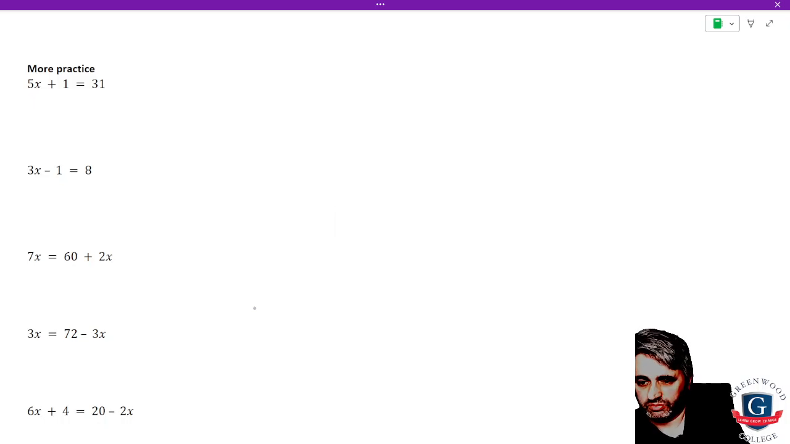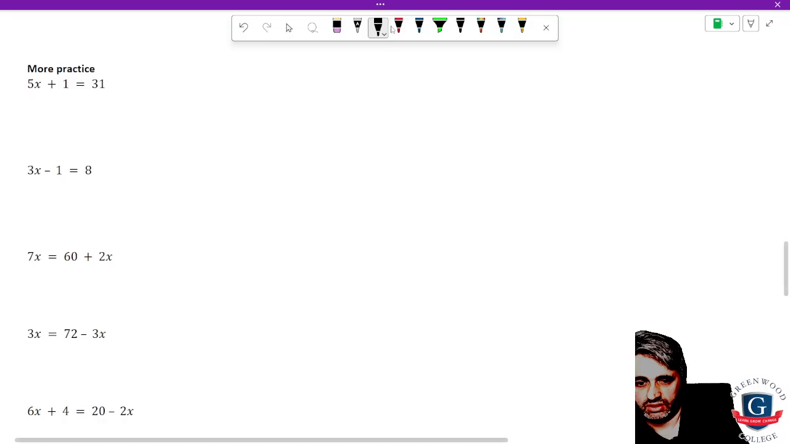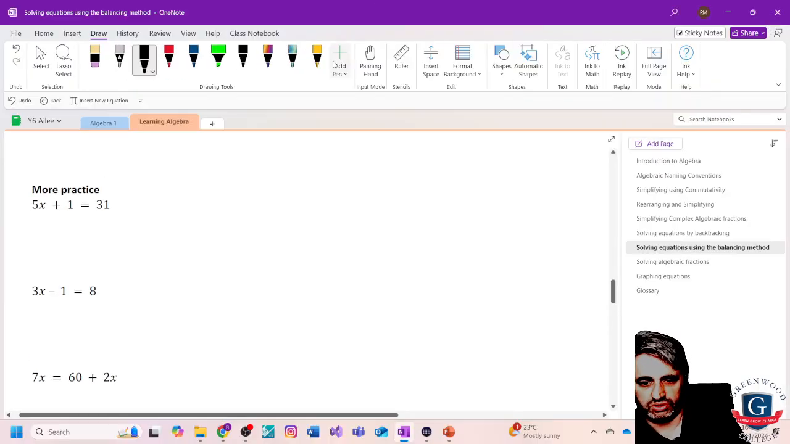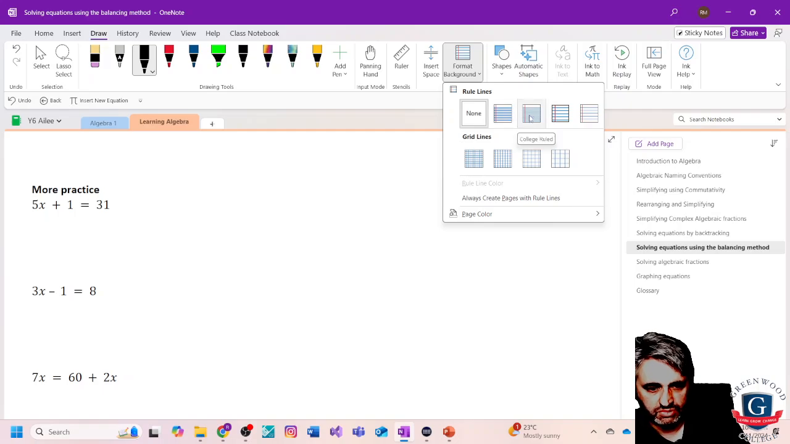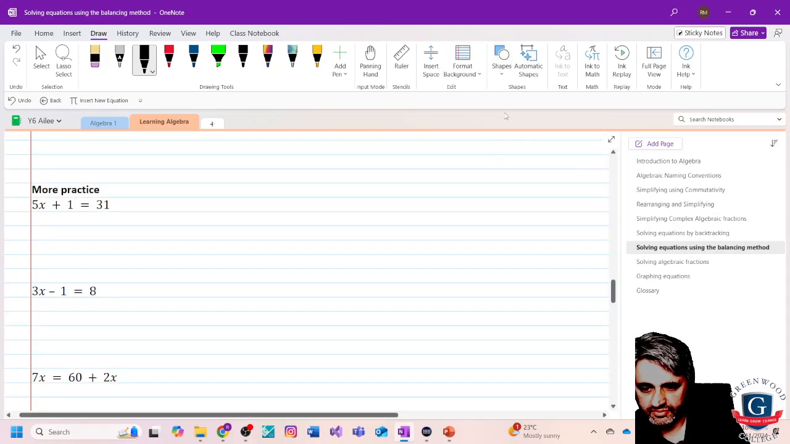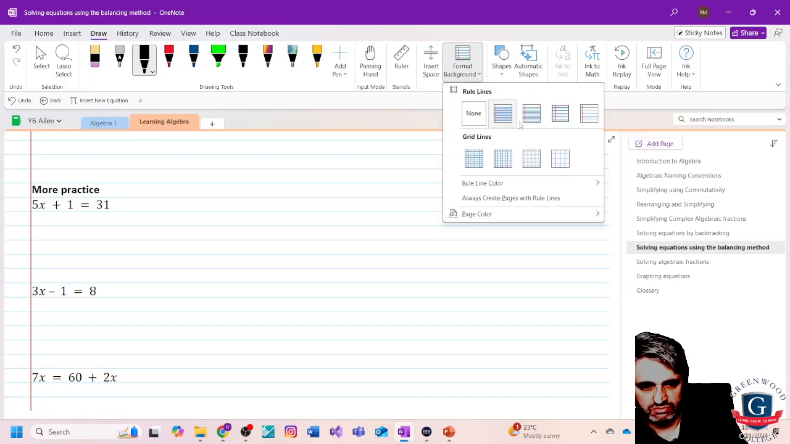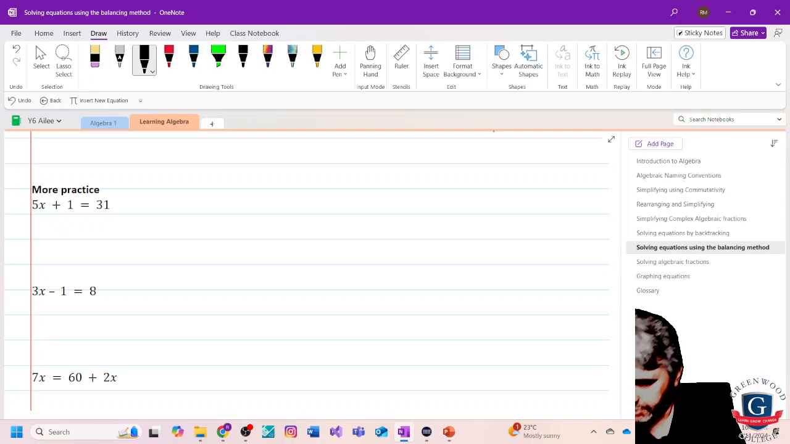So here we go. We go 5x plus 1 equals 31. Oh, it's a bit yucky. Let's get a nice pen. Black. Erase this bit. Go back to here. Maybe I'll put some ruler lines up because I'm finding my writing is getting messy. Maybe a little smaller. Yeah, that'll do. Oh no, it's a bit too small. That one. Okay, so we start with 5x plus 1 equals 31.